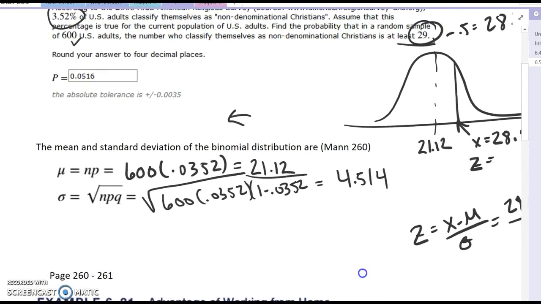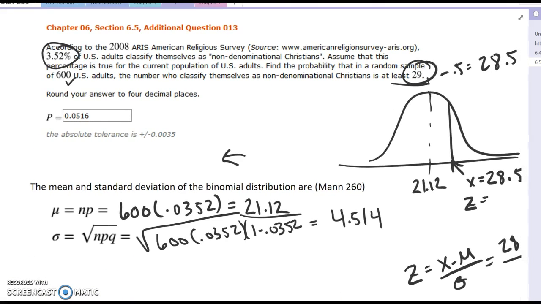To then look at the table, because we're looking for the probability that the number of people who classify themselves as non-denominational Christians is at least 29. At least means this is the smallest amount, so the curve would be to the right. We're looking through everything to this side.